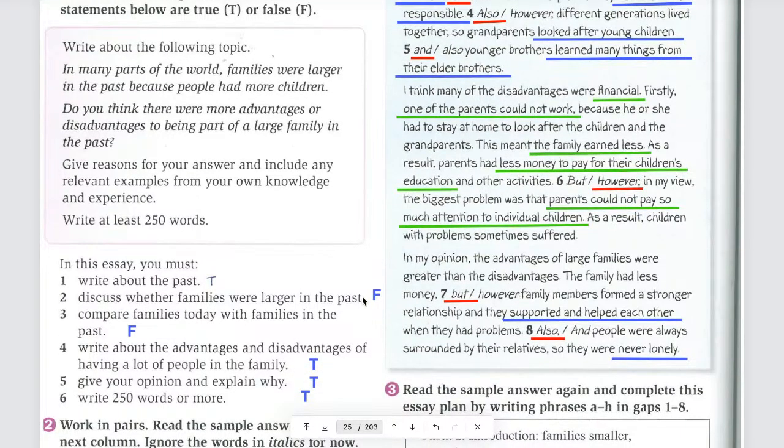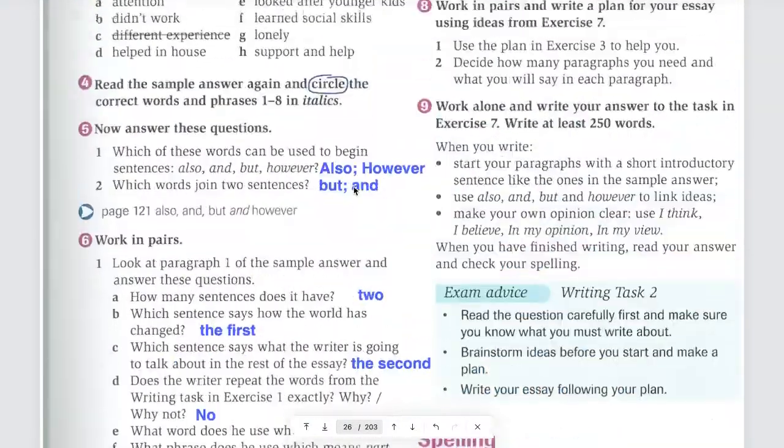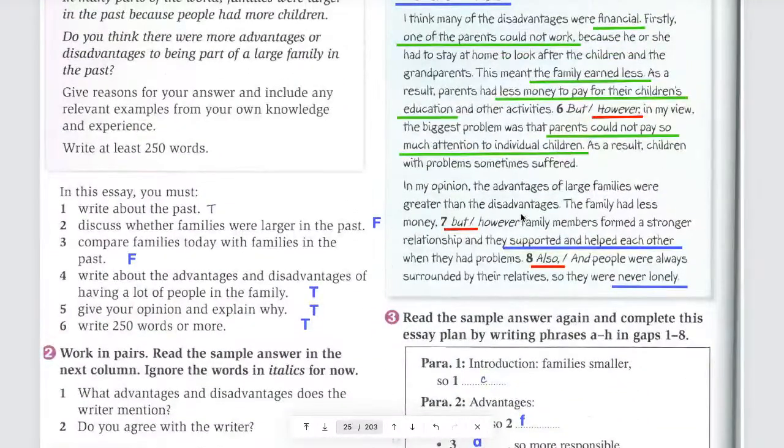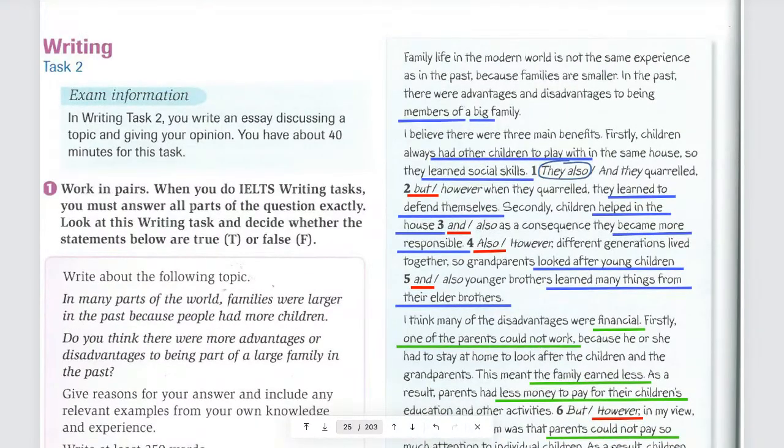And for the conclusion, because here they say paragraphs 2, 3, and 4, right? The last one. In my opinion, the advantages of large families were greater than the disadvantages. Yes. Now, after reading this, tell me the function of these 3 sentences. What are they for?